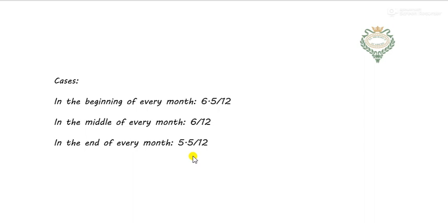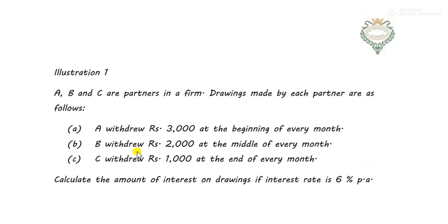Please note that the drawings should be equal every month. Suppose a person is withdrawing rupees 5,000 every month for 12 months, in the middle, end or beginning, then only this formula will work. This is quite simple, you just have to remember it. Beginning of every month 6.5 by 12, middle of every month 6 by 12, end of every month 5.5 by 12. Let's solve some examples on this.